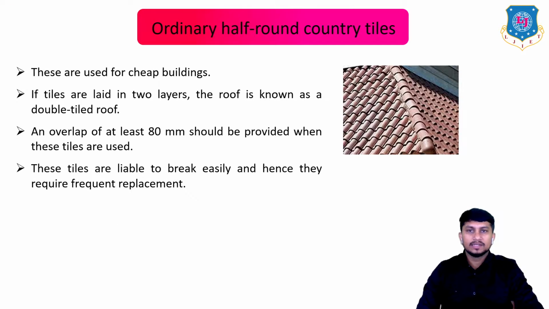The second type of roof covering is called ordinary half round country tiles. This is also a common type of roof covering used in a number of bungalows. These are used for cheap buildings. If tiles are laid in two layers, the roof is known as a double tile roof. An overlap of at least 80 mm should be provided when this type of tile is used. These tiles are liable to break easily and hence they require frequent replacement.